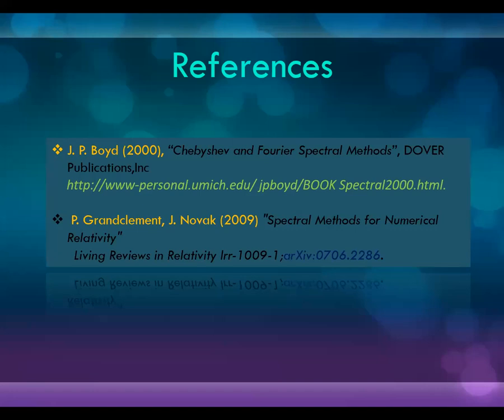There are too many references about the spectral method on the web, and among them, I choose these two references, which I think are the best and most complete references for the spectral methods. The first one is a book by Boyd titled Chebyshev and Fourier Spectral Methods that is available freely on Boyd's homepage, whose URL is shown. And the second one is a review paper published in Living Reviews in Relativity, and its arXiv number is shown.